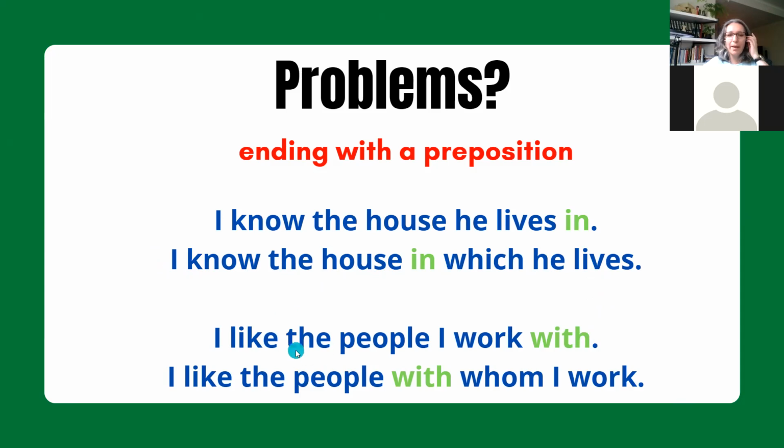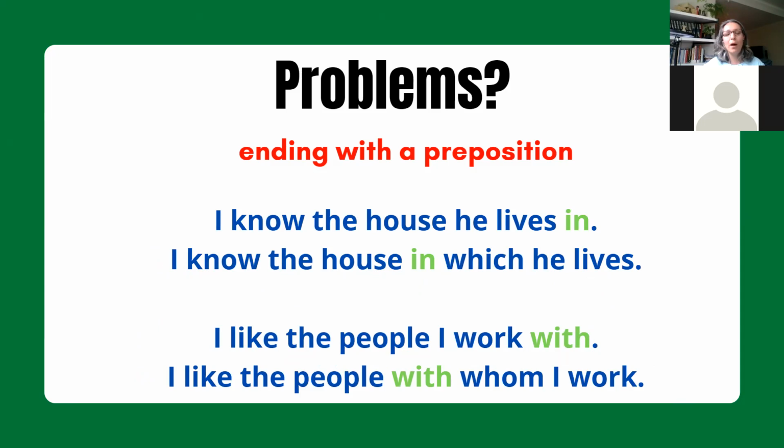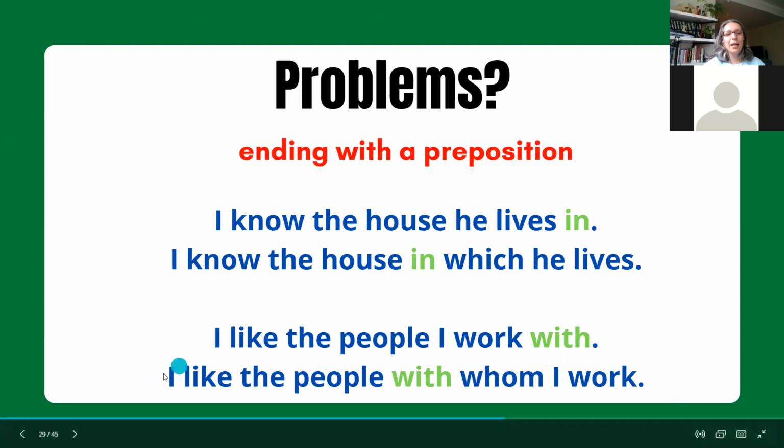The second example I have, I like the people I work with, and the variation of that is I like the people with whom I work. So again, that's a little posh, a little bit more elevated, and we kind of have to know what relative pronoun to use here, because it's not the people who I work, the people with who I work, it's the people with whom I work.